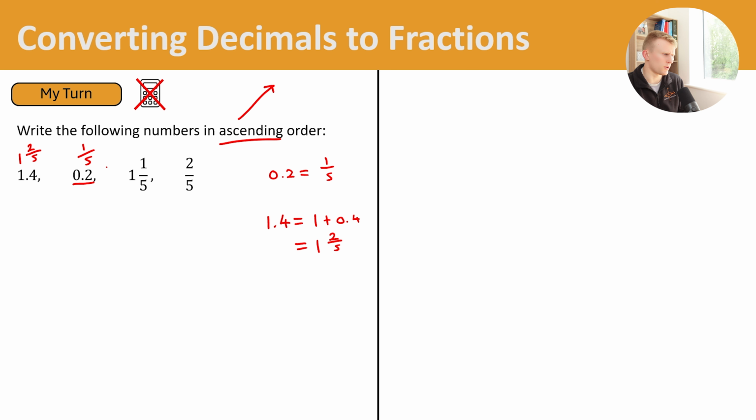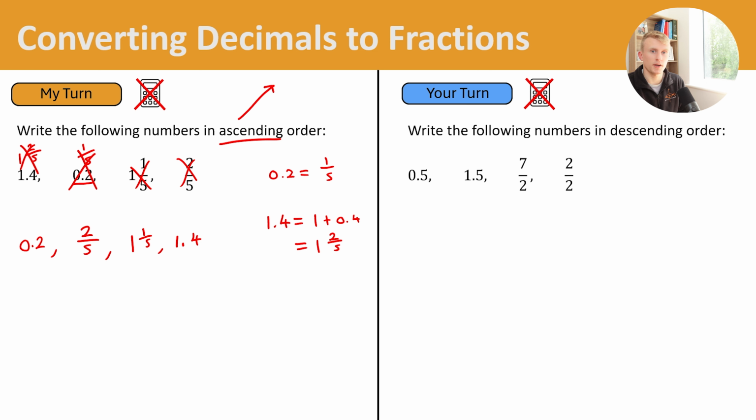And then I can start to order them. So I can see that 1/5 is the smallest. So I'll write 0.2 as my first number in the list. Then we have 2/5. So I'll write that next. Then it's 1 1/5. And lastly, 1 2/5, which we said was 1.4 originally. And so I put them in ascending order.